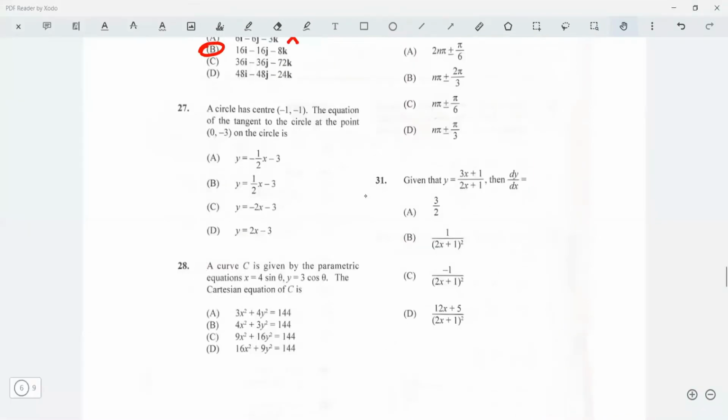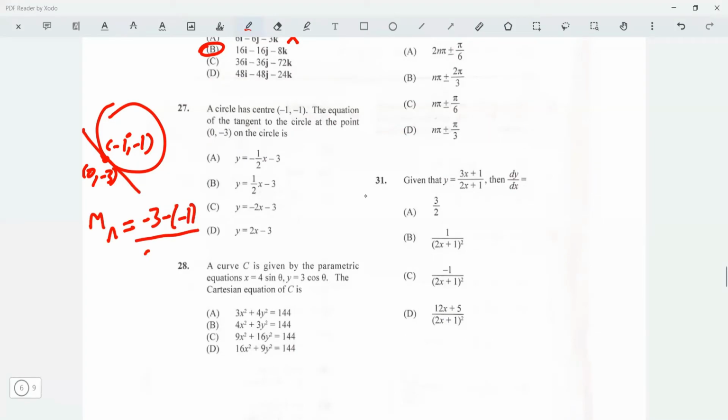Question 27, a circle has center -1, -1, and the equation of the tangent to the circle at 0, -3 is, I like to draw my circle. This is -1, -1. Then 0, -3 is somewhere over here. And we want to find the tangent. So to find the tangent at this point, first thing we need is the normal. The gradient of the normal is y2 minus y1 over x2 minus x1. That is, the gradient of the normal is minus minus become plus, -3 plus 1 over 1.